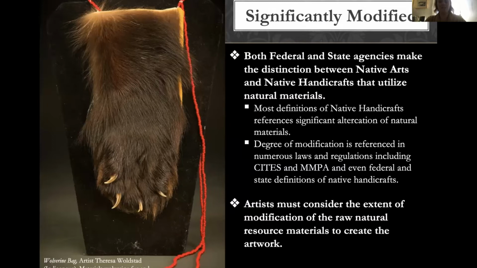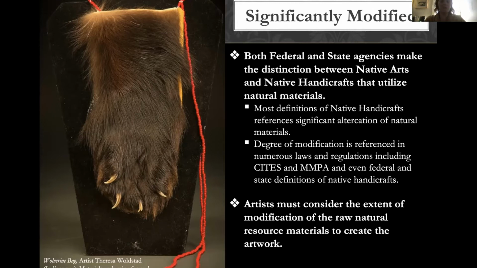That's the key here: one is arts, one is handicrafts, and they're permitted differently. Most definitions of native handicrafts reference significant alteration of the natural materials. That degree of modification is referenced in CITES and the Marine Mammal Protection Act, and even several definitions on the federal level for native handicrafts. So when they're talking about processing a material to be able to utilize it for commercial endeavors, a lot of times they use the word handicraft. That handicraft means significant alteration and modification.